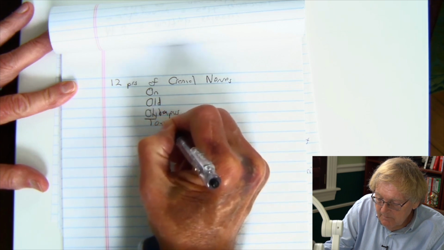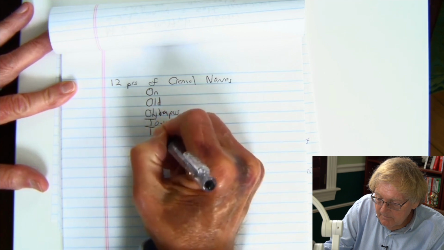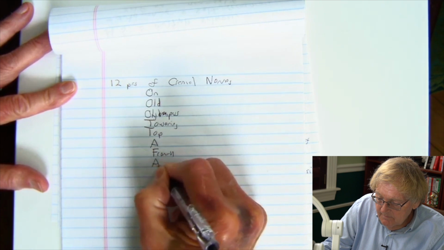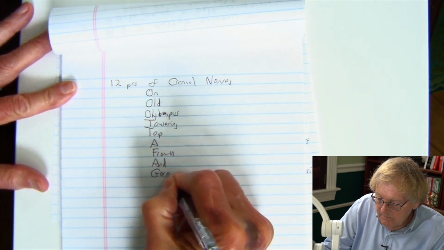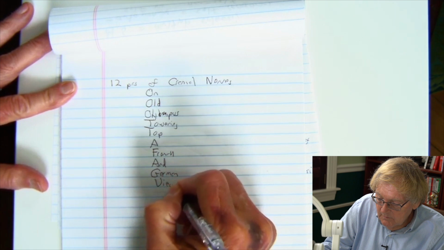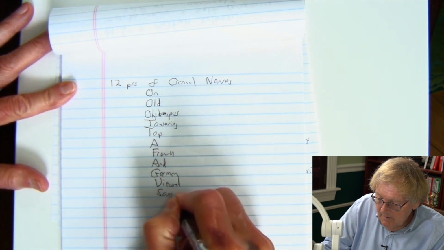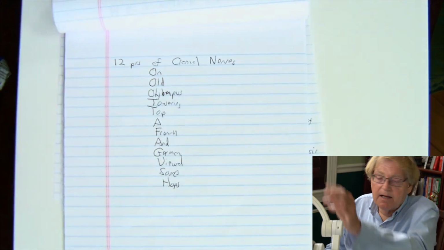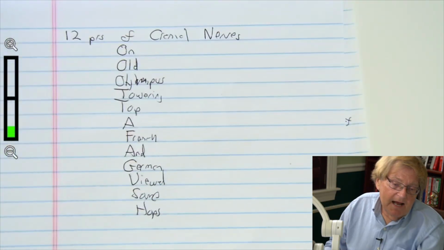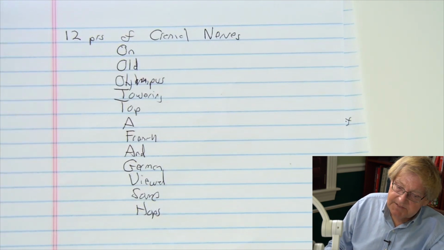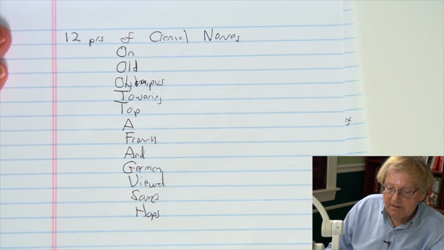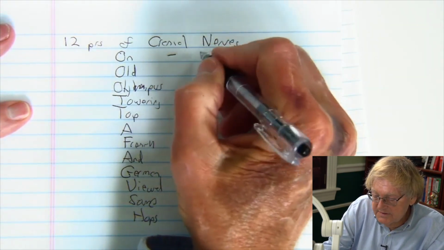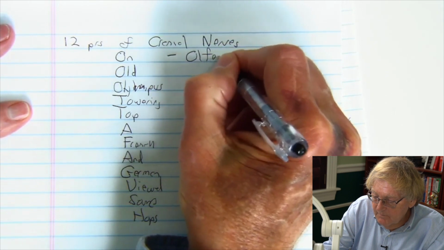towering, top, a French and German, viewed, some, hops, and I think you're all familiar with hops because that's what they make beer out of. And so that's a mnemonic that you can memorize. There's a lot of mnemonics in the back of the book, so don't feel that you have to be stuck with that one. Just remember that's really telling me that O is going to stand for olfactory.